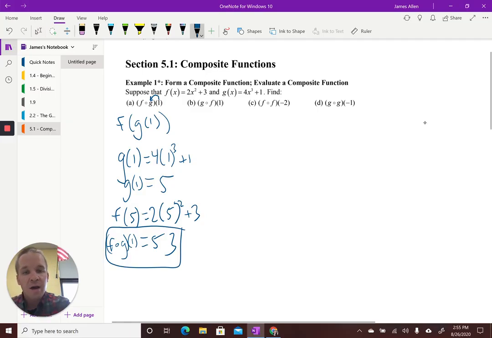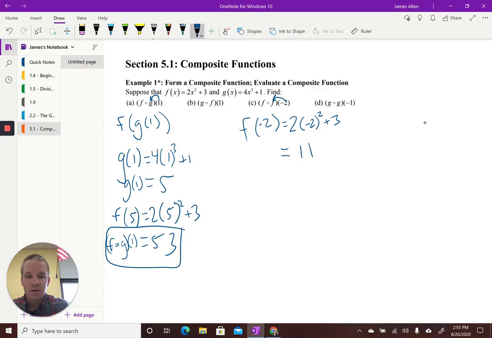All right. So f of negative 2. I'm going to plug negative 2 in first. And what I'd have here is f of negative 2 equals 2 parentheses negative 2. Parentheses are so very important in these situations when I'm squaring stuff because negative 2 squared is positive 4. 4 times 2 is 8. 8 plus 3 is 11. So f of negative 2 is 11.